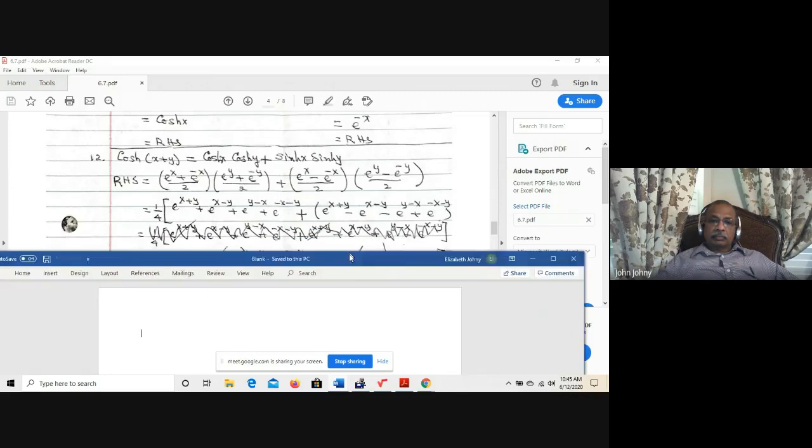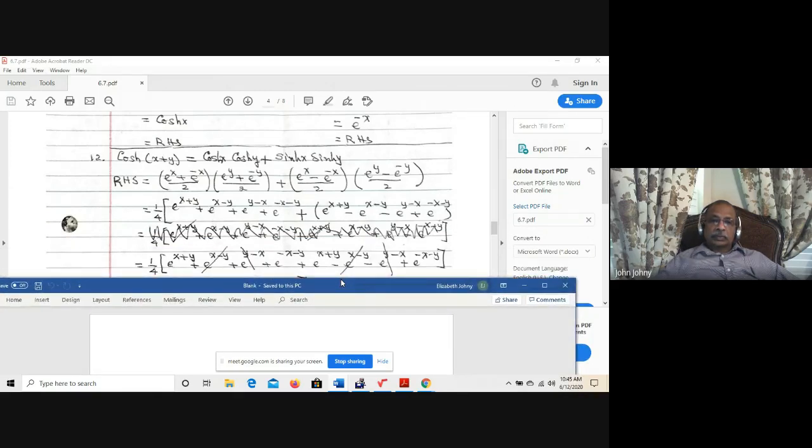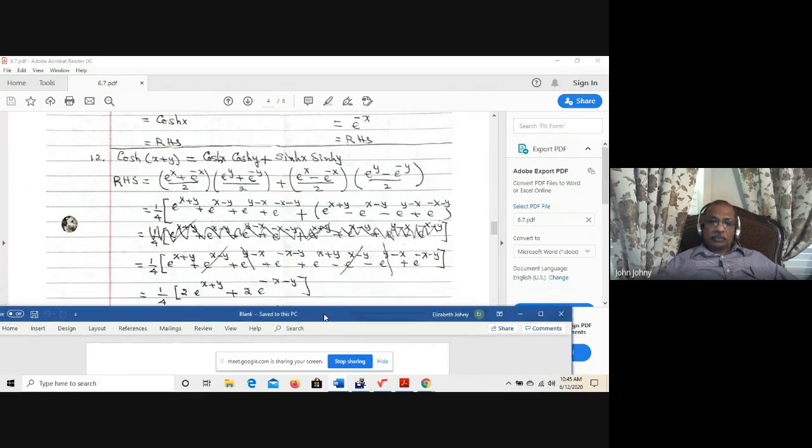And now some of the terms cancel. So e to the x minus y cancels with e to the x minus y. e to the y minus x cancels with e to the y minus x. So leaving, you have 2 e to the x plus y.